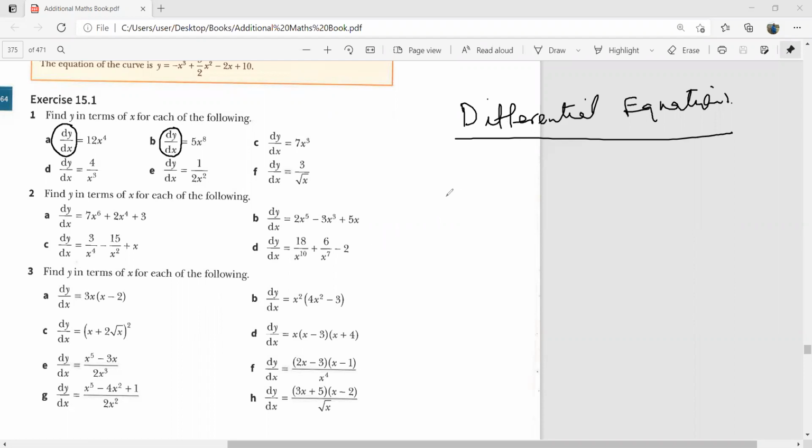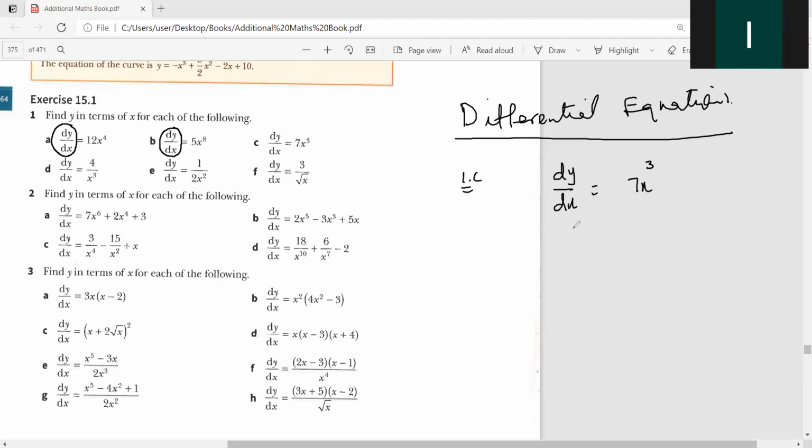So now, look at this. For instance, question number one, part C. You have dy by dx equal to 7x cubed. When you want to solve this, you will be performing a cross multiplication here. One of the sides will have dy in it, and the other side will have dx in it.